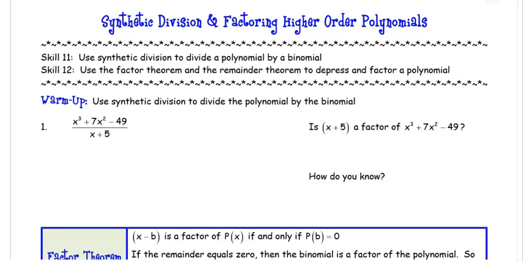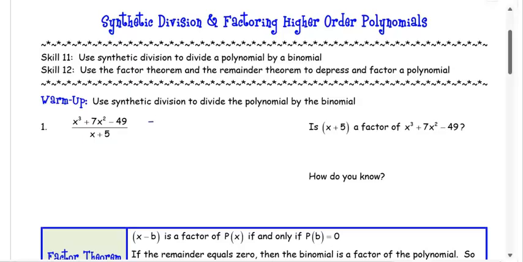Mrs. Delzati here. Today we're going to be working to use synthetic division to factor higher order polynomials. We're going to make use of some of the skills that we learned yesterday in order to do so. So first of all, a quick warm-up. I want to use synthetic division to divide the polynomial by the binomial.